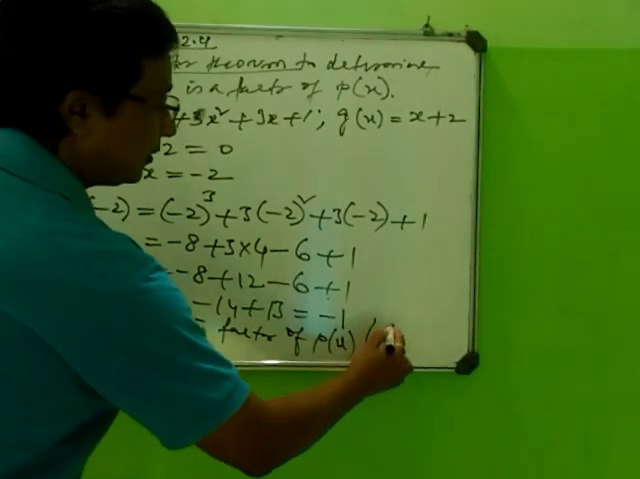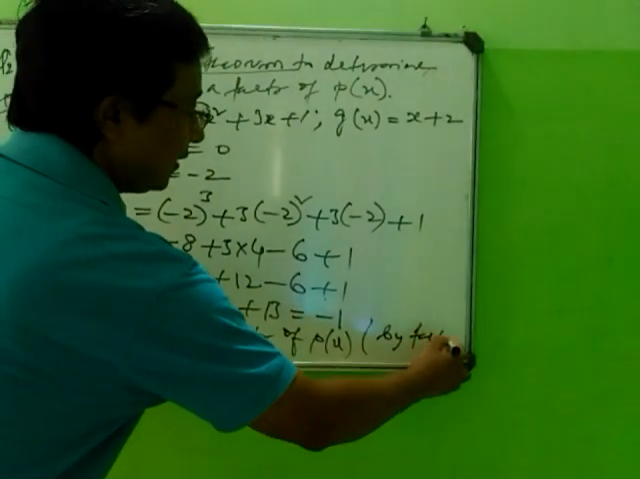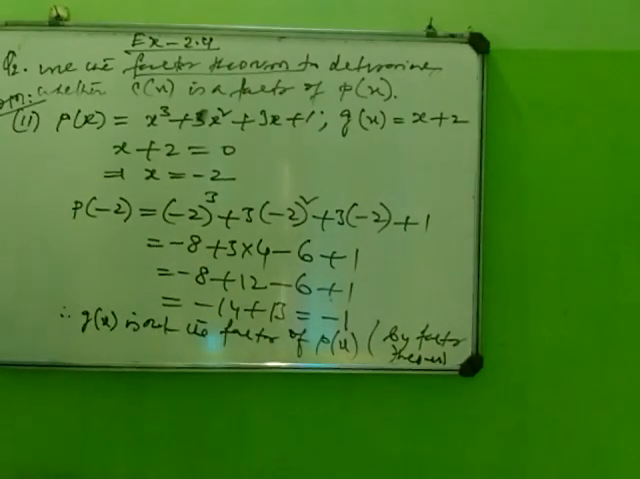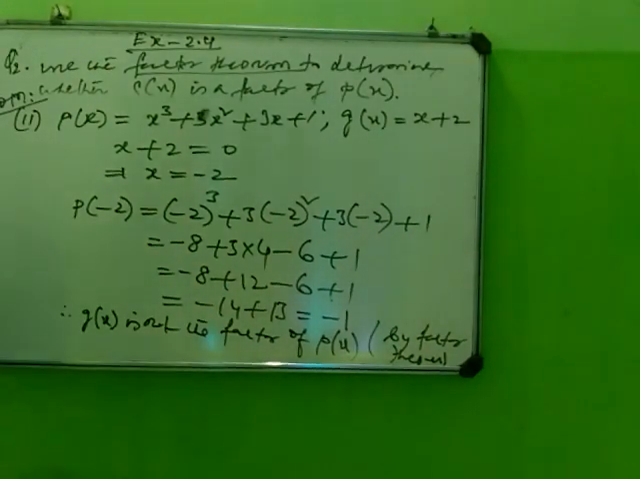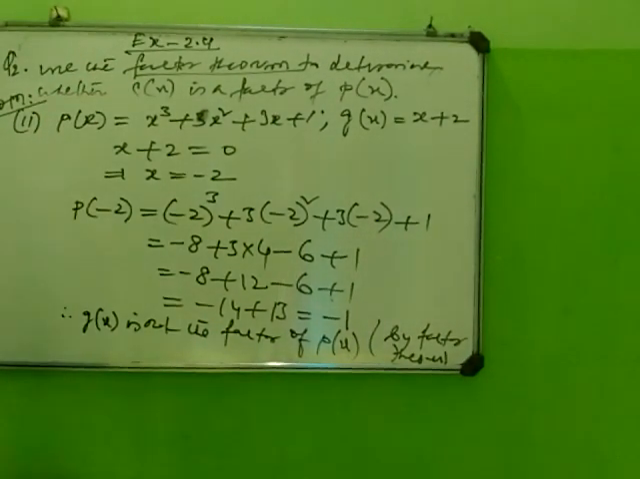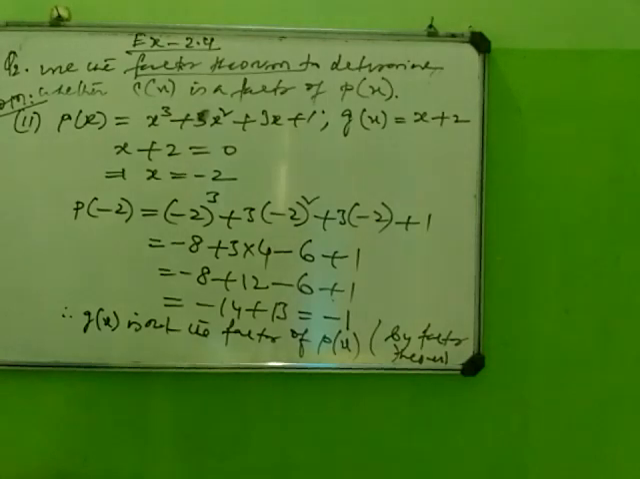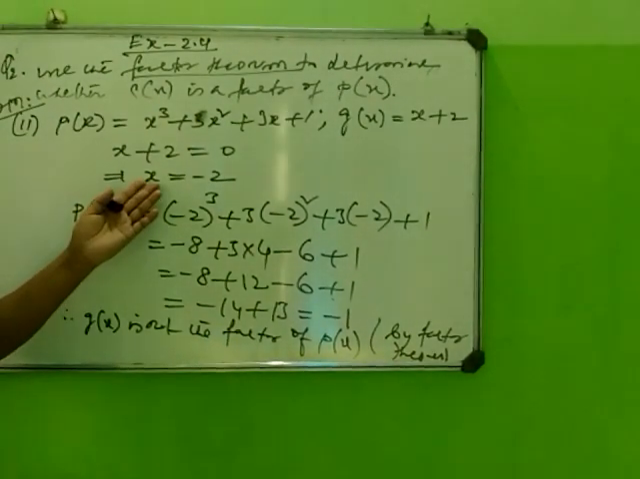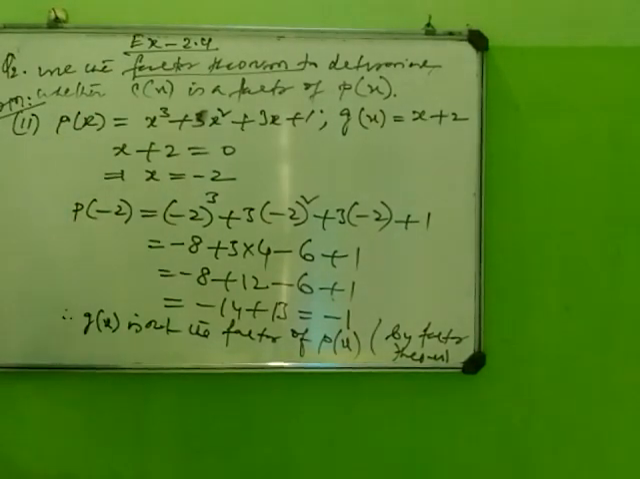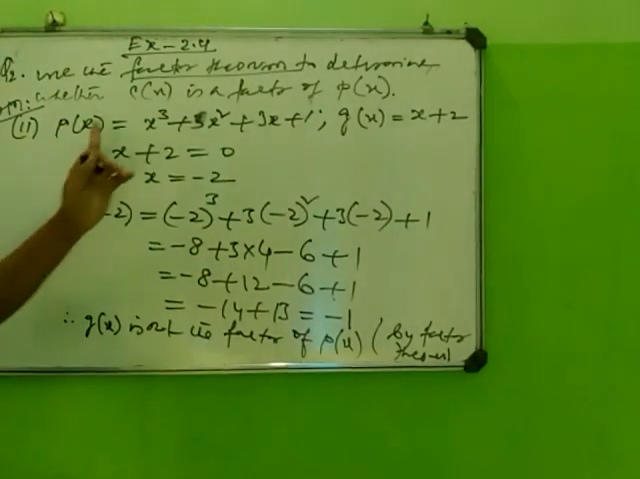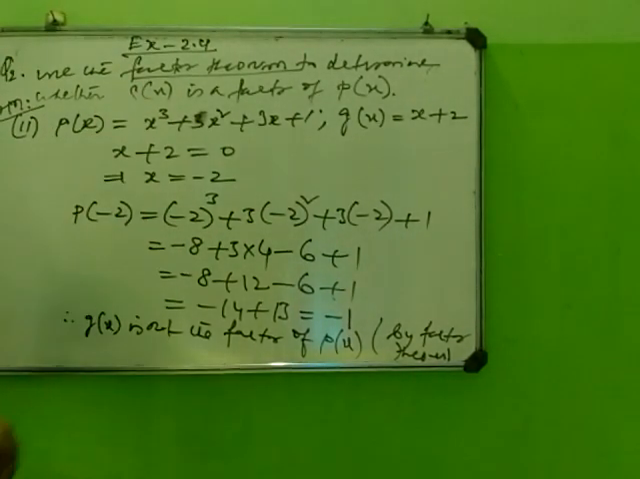So by factor theorem, it's very simple, children. Almost the sums are looking similar. To be the factor, the remainder should be 0. And here is one more point: you are to make the divisor equal to 0. That is the thing. Then proceed in the same way. So the result should be 0. If the result is 0, then definitely g of x will be the factor of p of x using the remainder theorem.